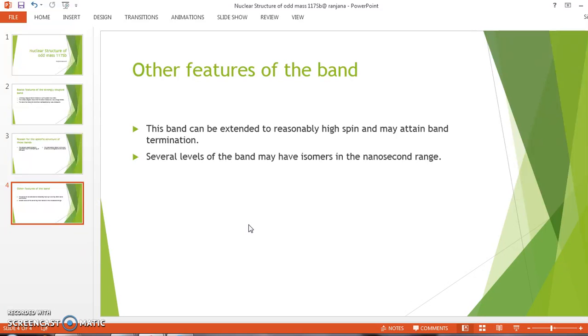These are some of the salient features of this strongly coupled band. The band head occurs at reasonably low energy, and the important thing about this band is that it extends up to a fairly high spin. Apart from this, there are many other salient features which we would be discussing in the forthcoming slides.